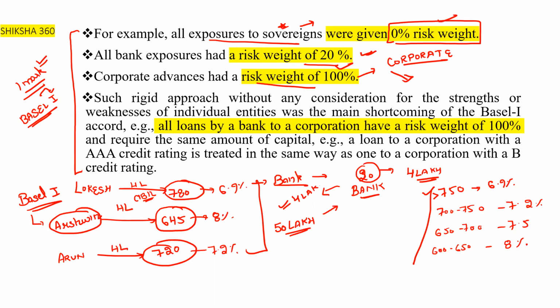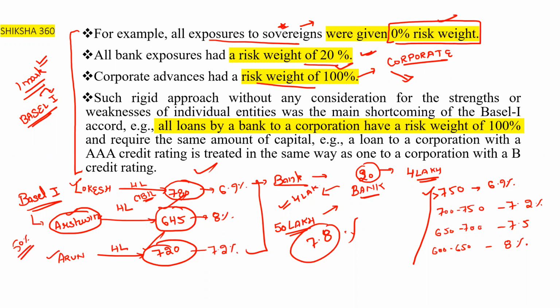Like we can say that as per Basel 1, if all these three persons are visiting the bank to take a loan, assuming for the exam that all have 50% risk weightage, even if their CIBIL record is very good, we have to charge an interest rate of, say, 7.8% to all the three persons, irrespective of their CIBIL score or credit rating.